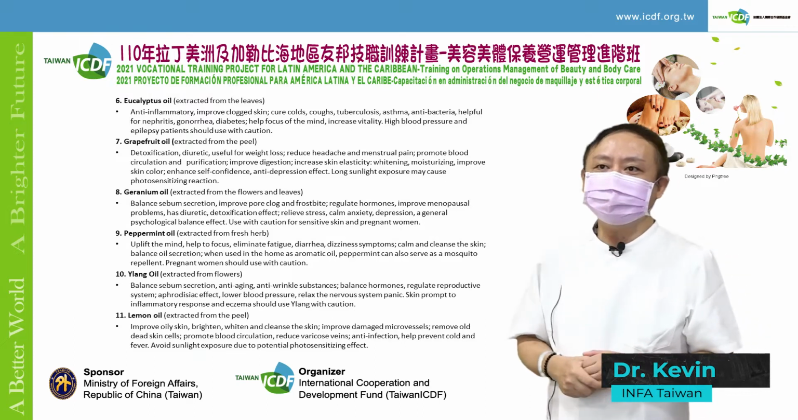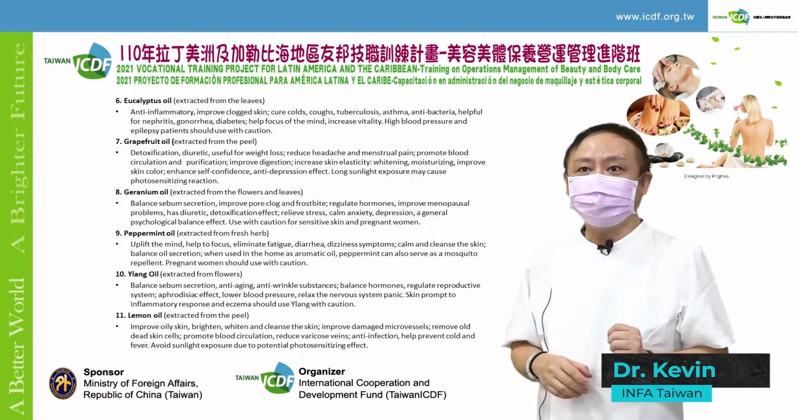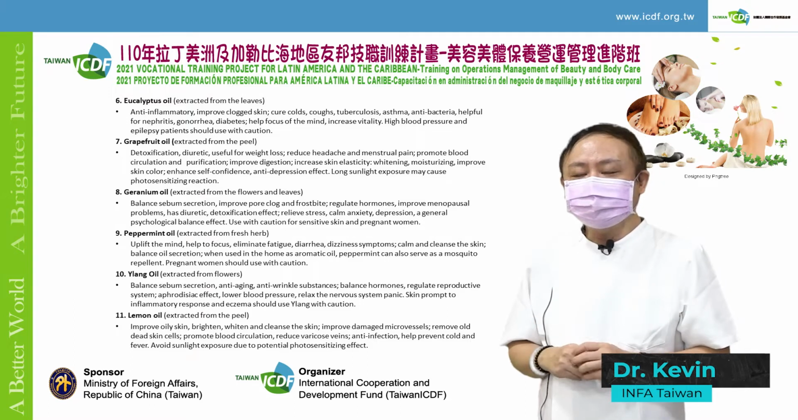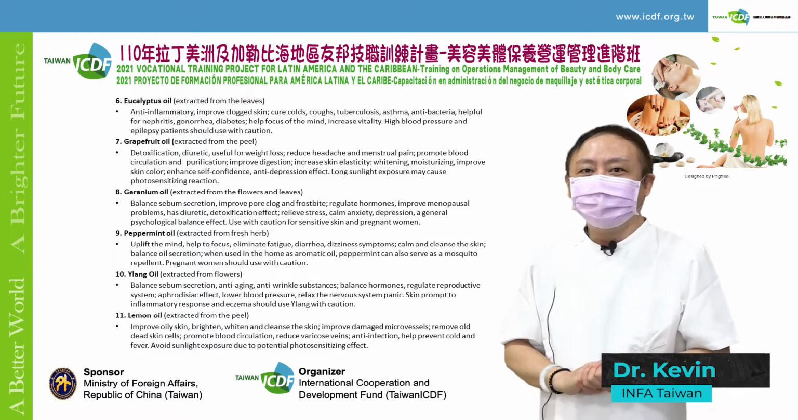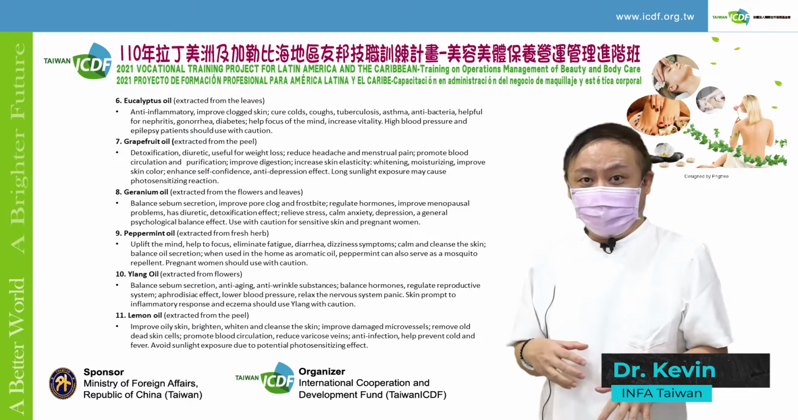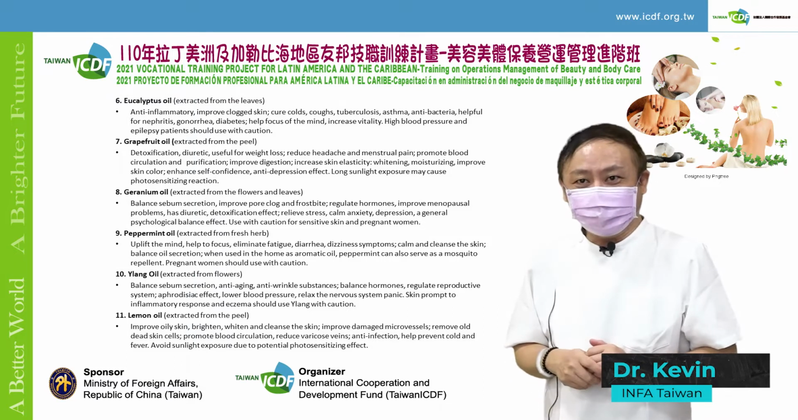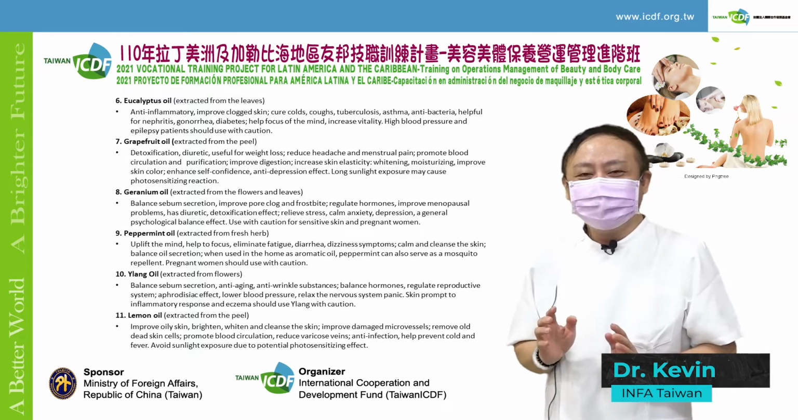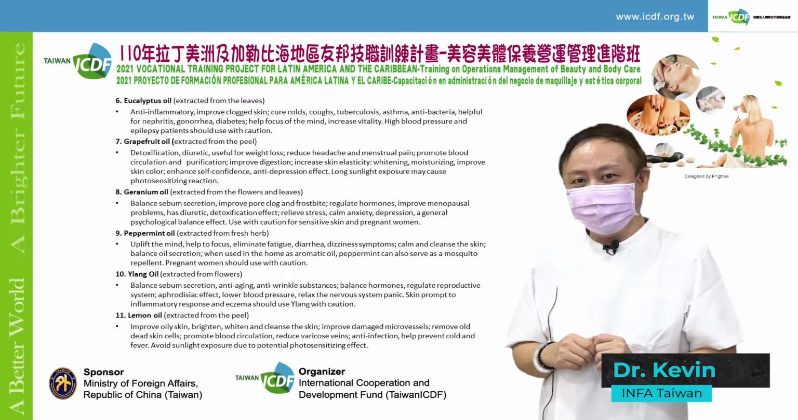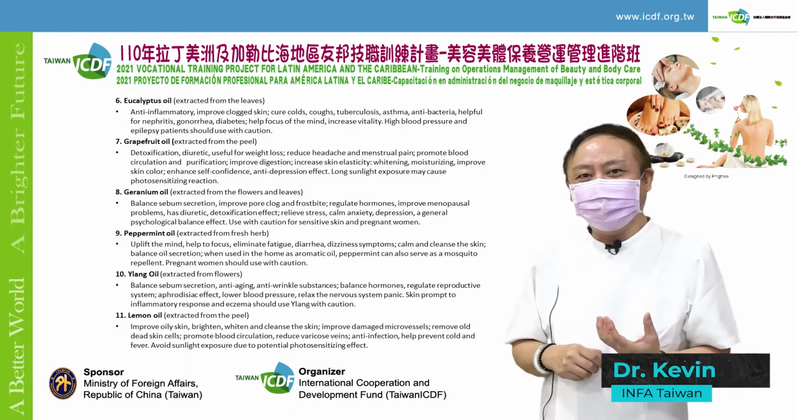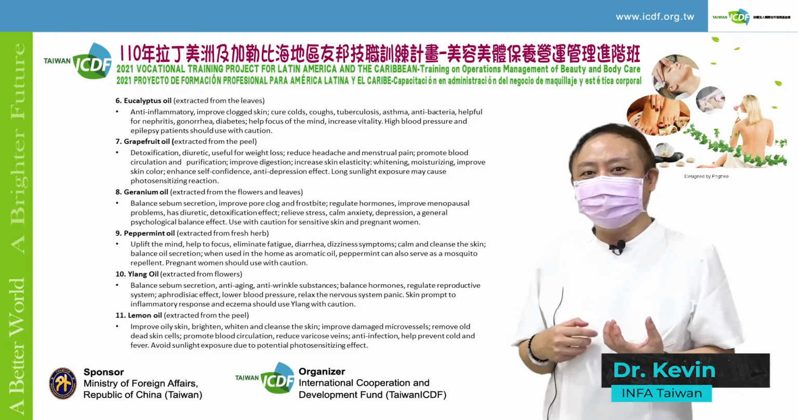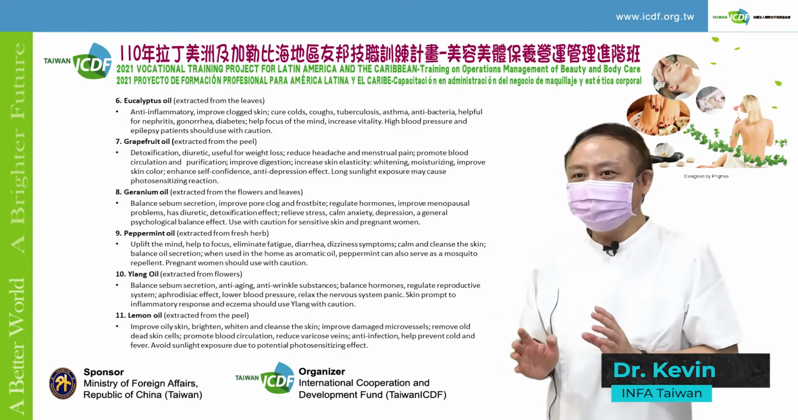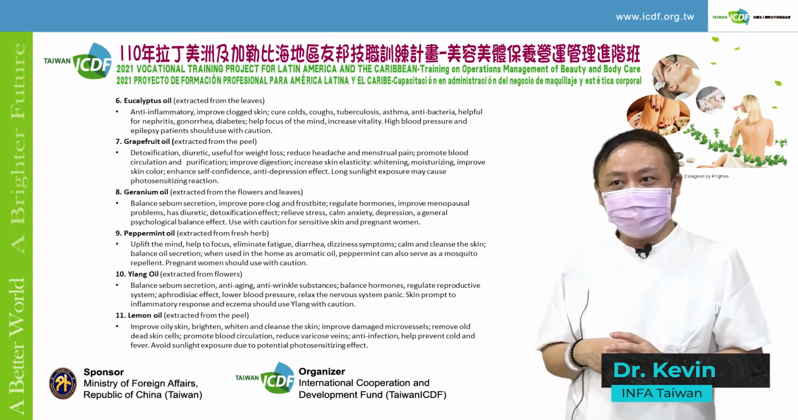The next one is a geranium oil. It is extracted from their flower and leaves. So we call geranium oil a poor person's rose essential oil. They're actually just as good as rose essential oil because rose essential oil is very expensive, but geranium oil has very similar effective products. So they can use geranium oil in place of rose essential oil.